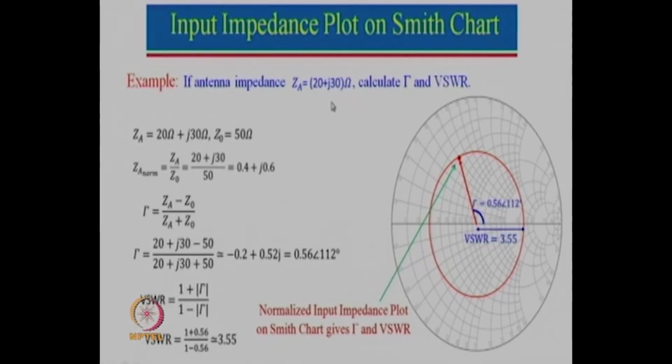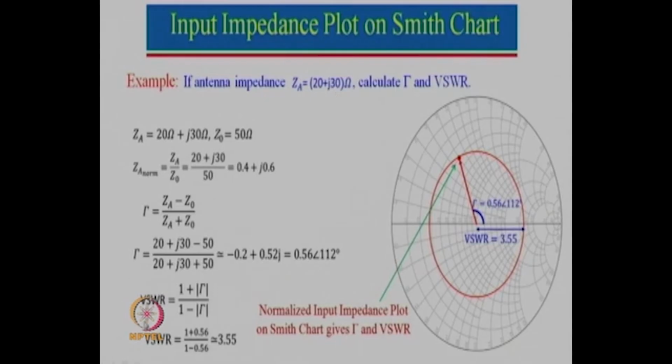Now, there are two ways to solve this problem, where we want to find out the reflection coefficient and VSWR. One way is that we substitute in this particular expression, gamma equals ZA minus Z0 over ZA plus Z0. ZA is 20 plus J30, we put it here, do the calculation, and simplify it. The reflection coefficient comes out to be 0.56 with some angle, and for VSWR we only need the magnitude, we do not need the phase. So, we put the value over here, we get VSWR equal to 3.55. That is the VSWR corresponding to the complex impedance.